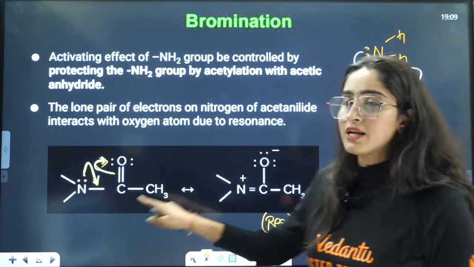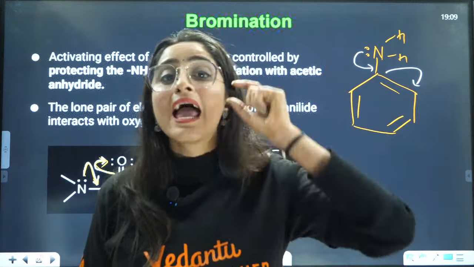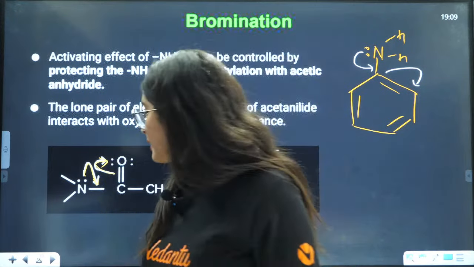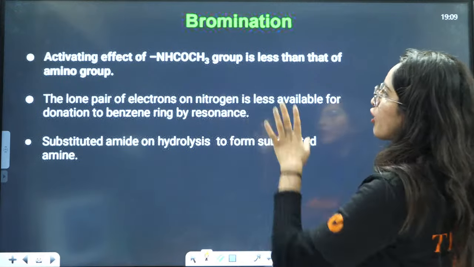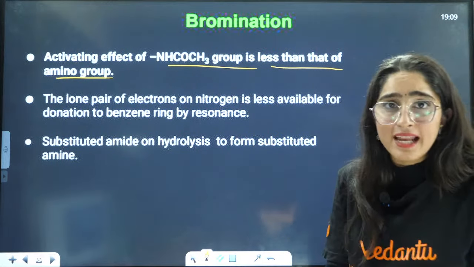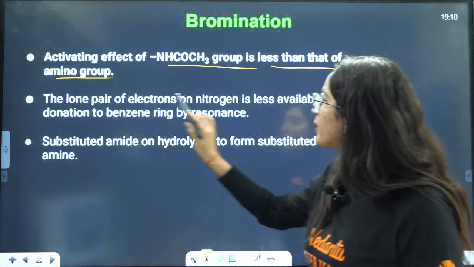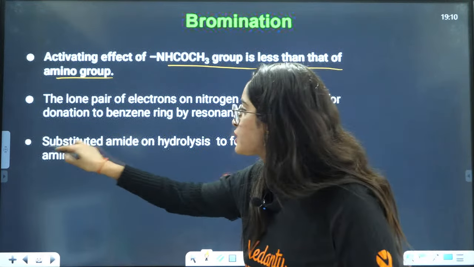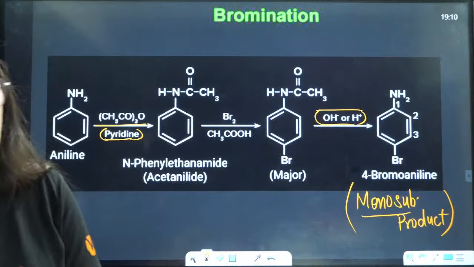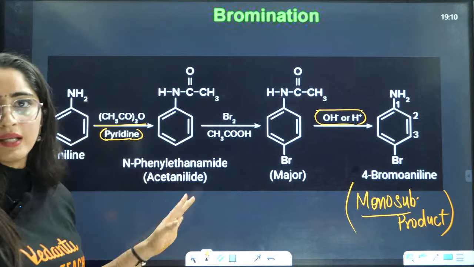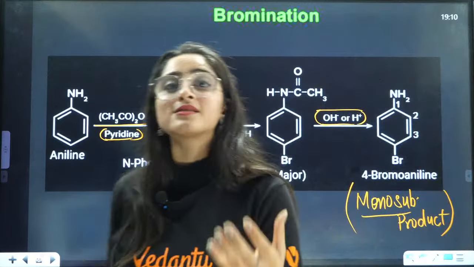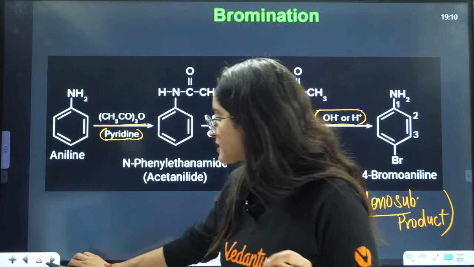Because of that, the availability of the lone pair on the nitrogen decreases. Hence, the electrophilic attack on the nitrogen will decrease, right? That is why the activating effect of the NHCOCH3 group is less than that of the amino group. It is less activating. It is giving less electrons at the ortho and para position. The lone pair of electrons on nitrogen is less available. That is why you will have mono-substituted product here, right? Understood this thing? If you had directly amine and you add bromine, then you will have tri-substituted. But for mono-substituted, you need to do acetylation here.